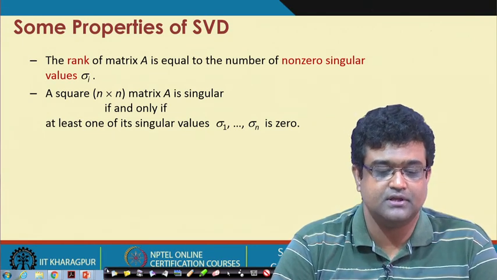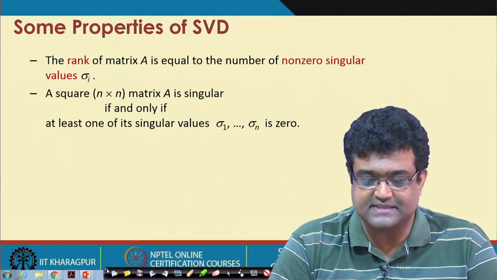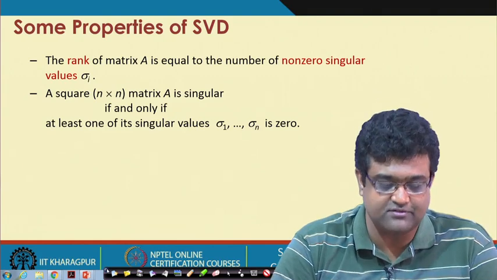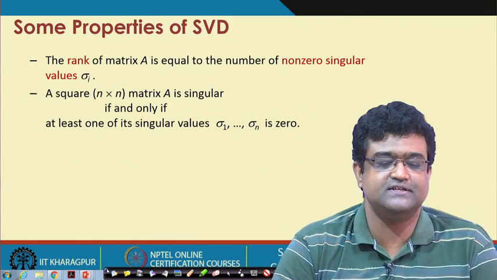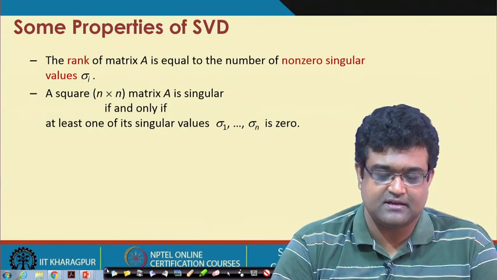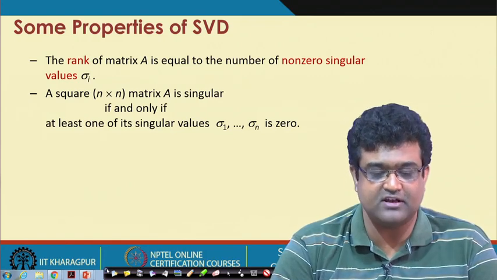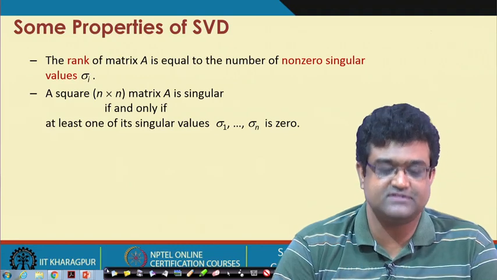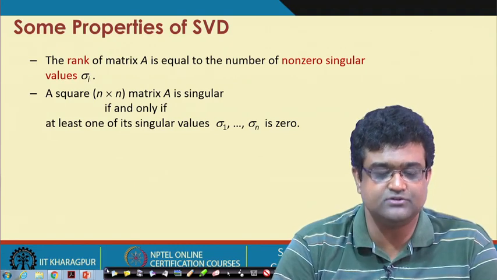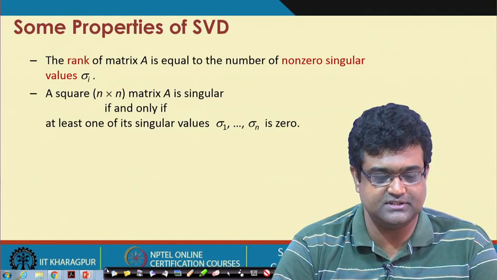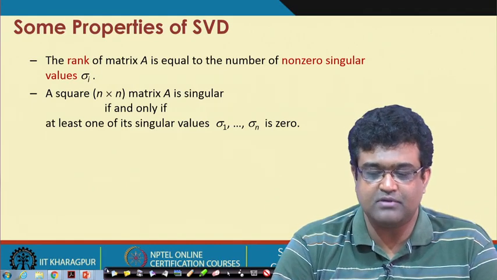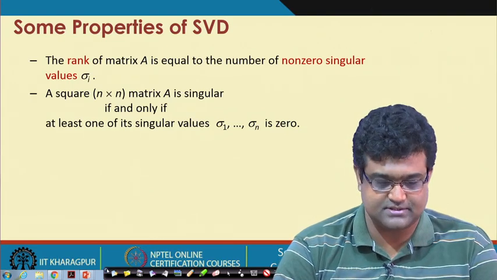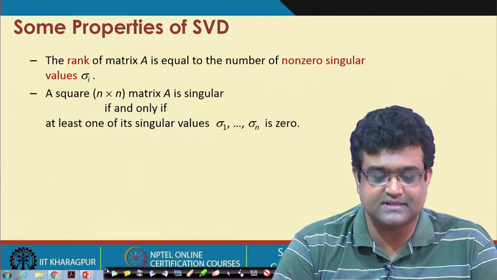For example, the rank of a matrix A is equal to the number of non-zero singular values of the matrix A. Every matrix may not have an eigenvalue decomposition in real numbers, but every matrix will have a singular value decomposition, and once you calculate it, the number of non-zero singular values determines the rank of a matrix.